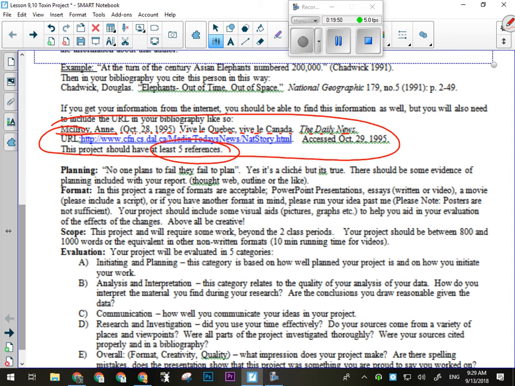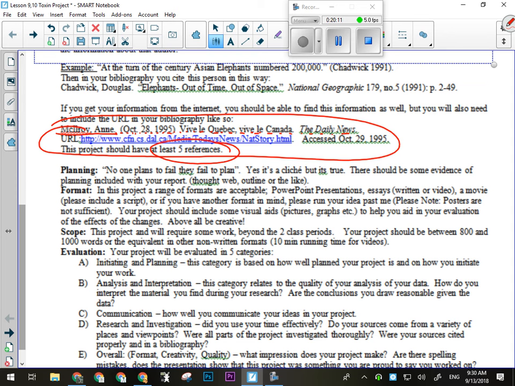So the format for this, obviously it says PowerPoint there, but it's Google Slides. You know what I mean. Essays written. Don't do a video. Don't do a movie. It's way too much work, with planning and timing and filming, and for this project, it's just not worth it.